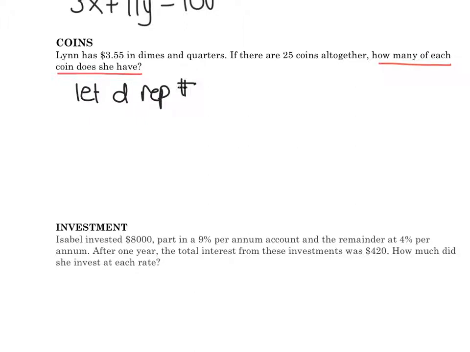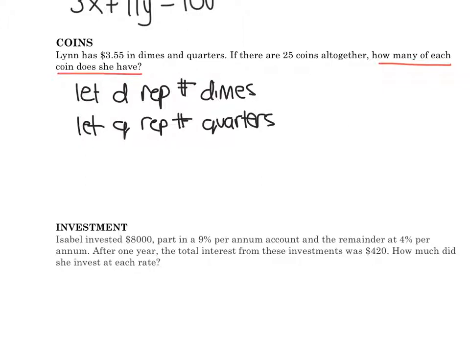And notice, I'm not just saying let d represent dimes. I'm saying let d represent the number of dimes. Let q represent the number of quarters. And from here, let's look for that easy total information. There are 25 coins in total, so if I add up the number of dimes with the number of quarters, I should get 25.